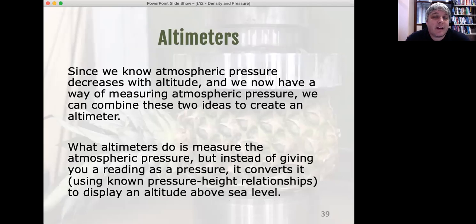Finally, in the same vein as a barometer, which measures atmospheric pressure, if we know how atmospheric pressure changes with altitude, then we could use a barometer to tell us the atmospheric pressure and then basically read off a chart to tell us the altitude, how high above sea level we are. A device that just does that, that's all built in, is called an altimeter. So altimeters are basically barometers for measuring atmospheric pressure, but have a built-in conversion on the readout that tells you the altitude instead of the pressure.